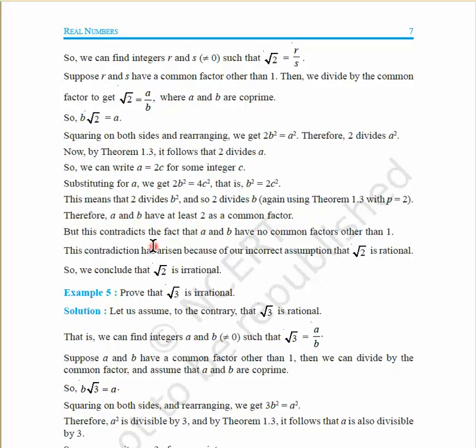This is a contradiction. It has arisen because of our incorrect assumption that root 2 is rational. So we can conclude that root 2 is irrational.